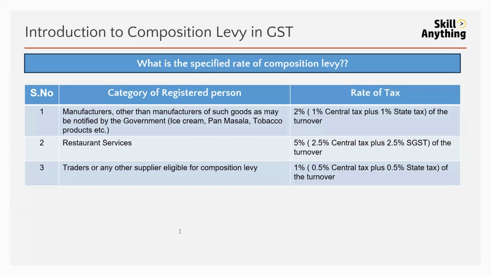For restaurant service, there is 5%, 2.5% CGST and 2.5% SGST of the turnover. 5% of the turnover. Turnover means their total sale; they have to pay GST on the total sale.